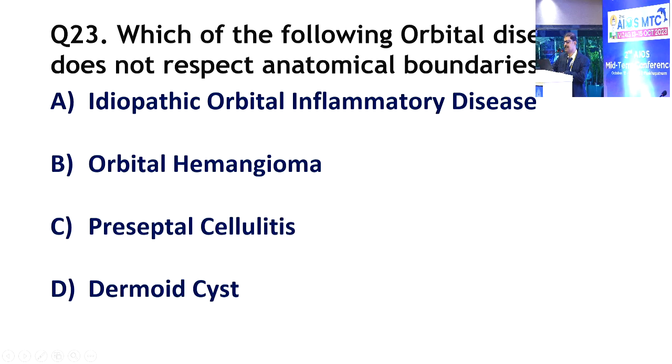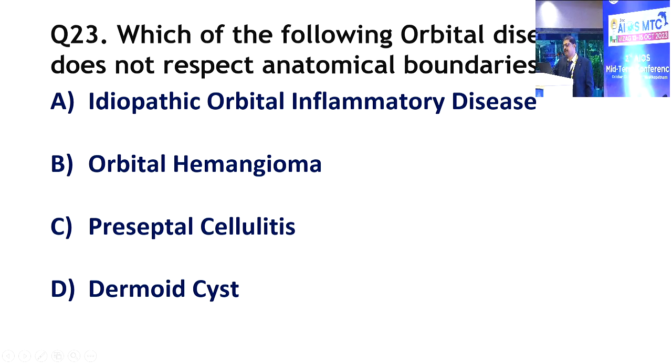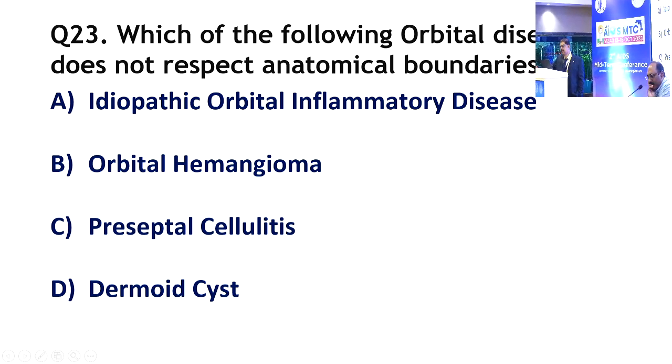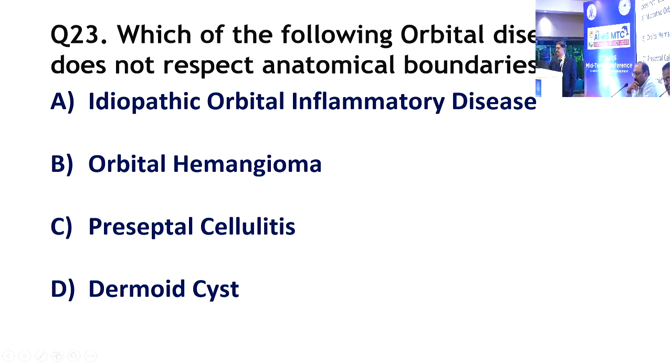Time is up. Option B, Fucala was the answer. And the next question, answer carefully. Question number 23. Which of the following orbital diseases does not respect anatomical boundaries? This disease does not respect any anatomical boundaries. Option A, idiopathic orbital inflammatory disease. Option B, orbital hemangioma. Option C, preseptal cellulitis. Option D, dermoid cyst.